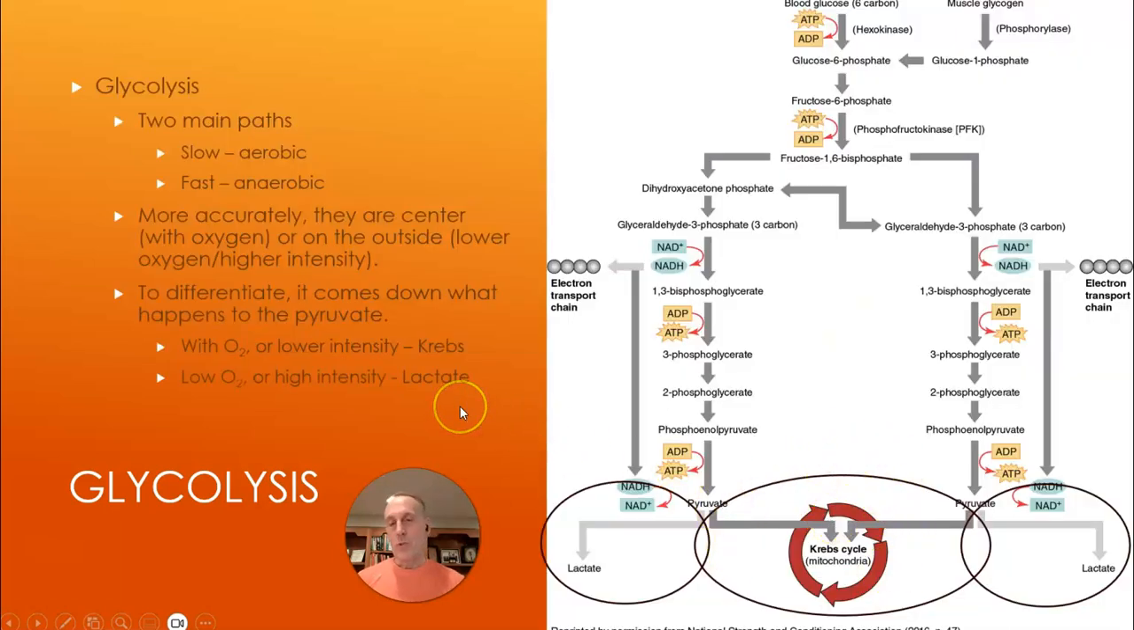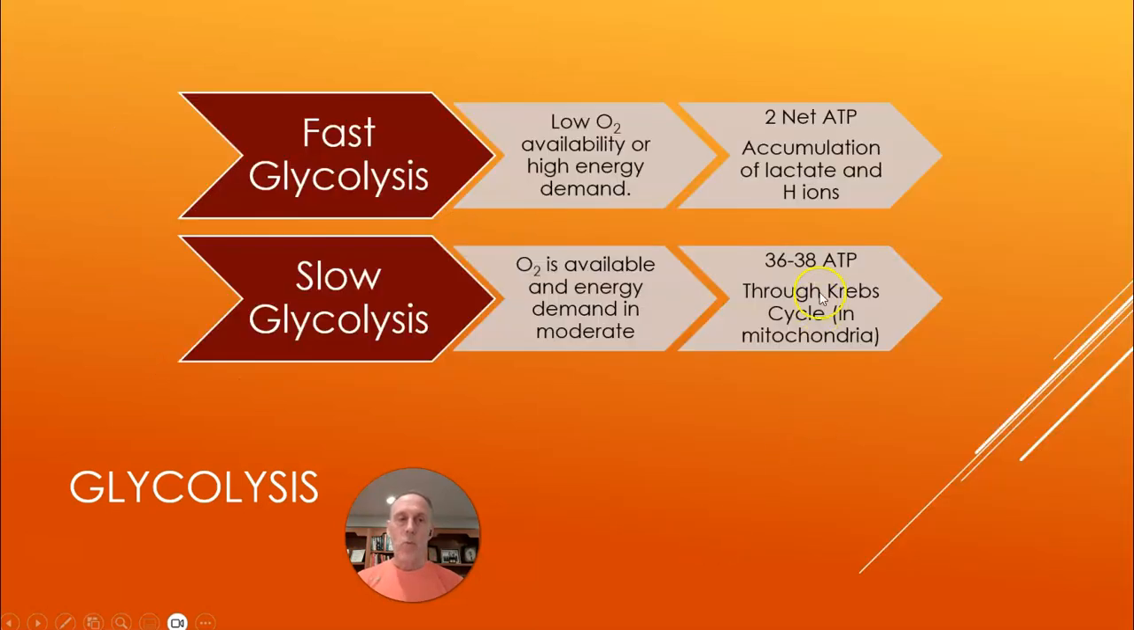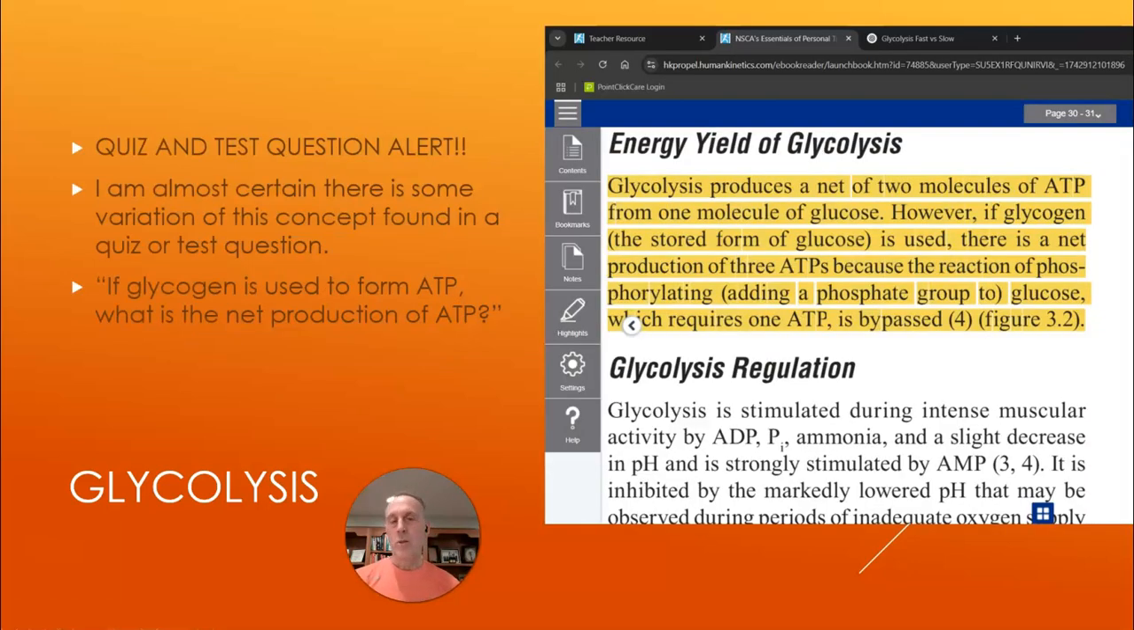So if you're able to train yourself to work at higher intensities, recover and tolerate higher workloads, and not become anaerobic in nature, staying more aerobically oriented even though you're working at a high intensity, you can create way more ATP than if you go through the process of fast glycolysis. So here comes a quiz question alert.